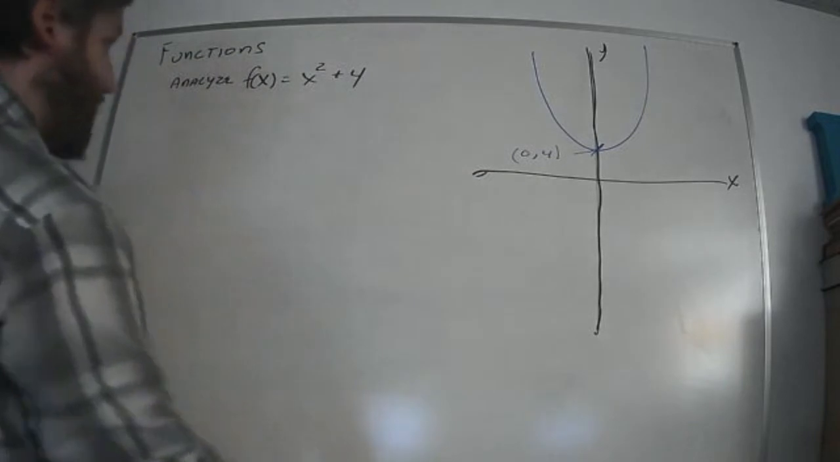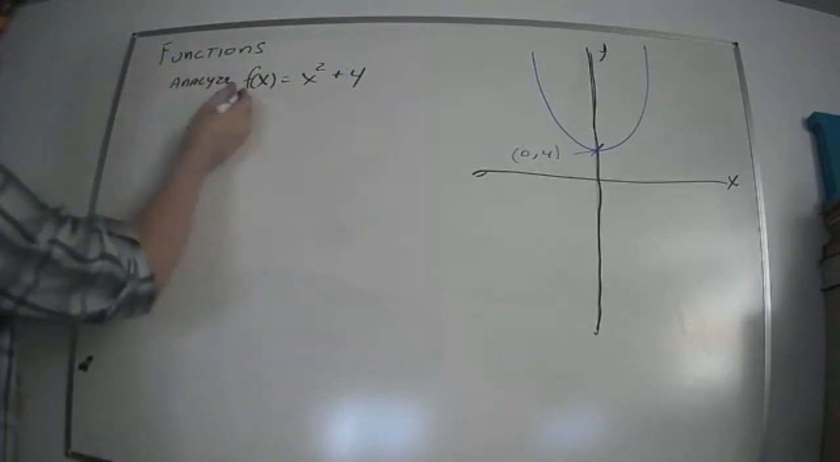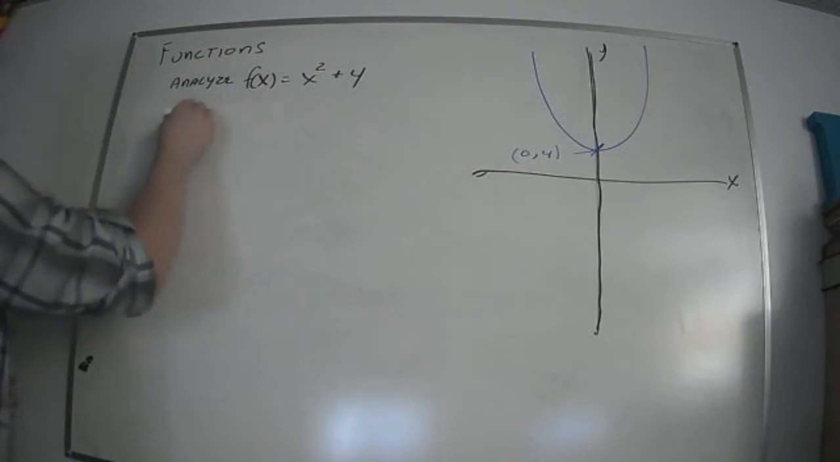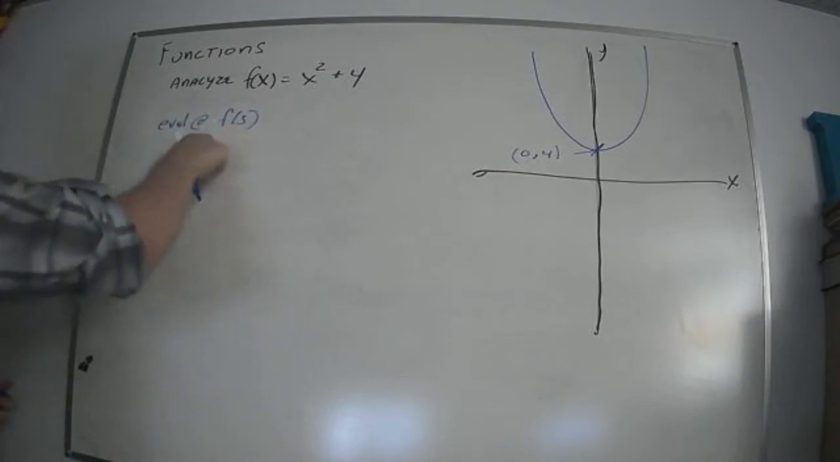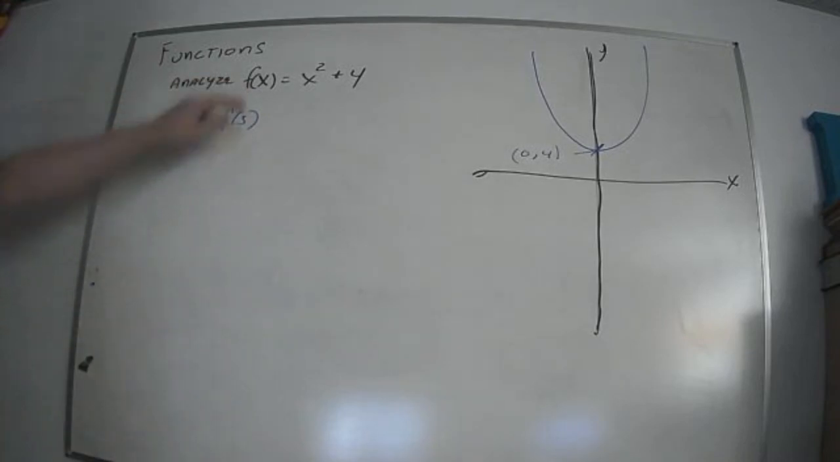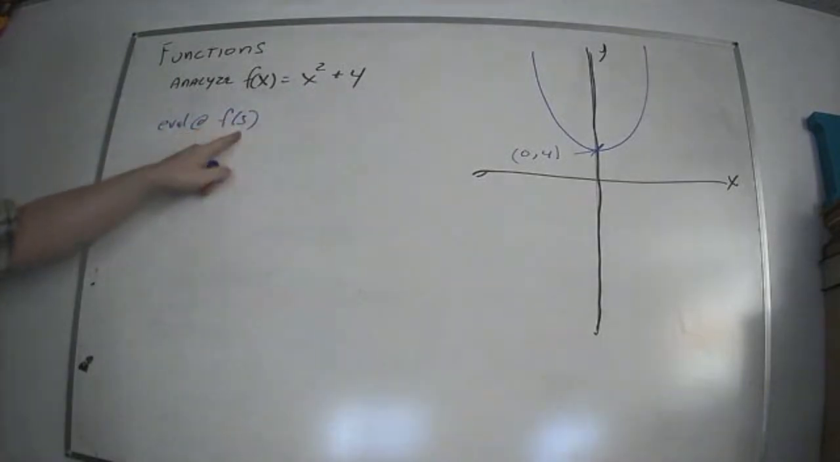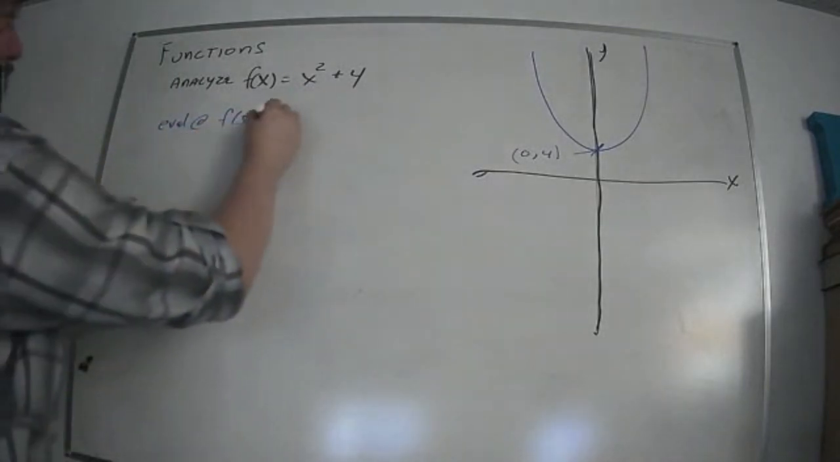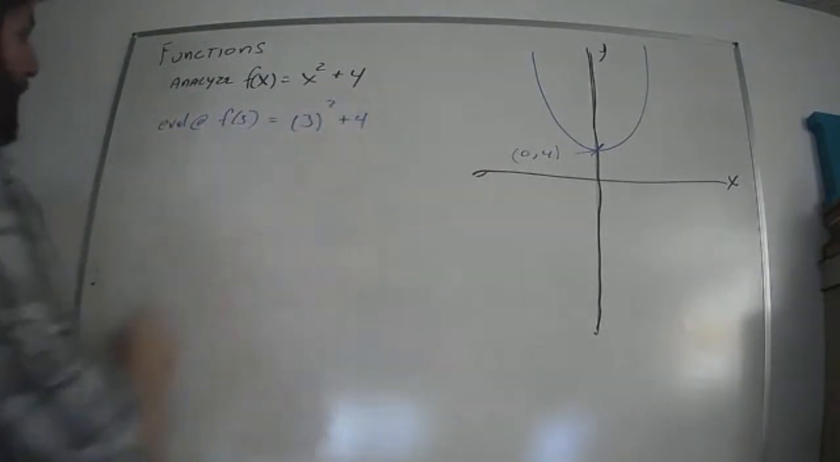So if I were to take a value of x and evaluate at, as the book does, f of 3. Instead of saying f of x, I say f of 3, which means all of the x values in this function should be 3. That means f of 3 equals 3 squared plus 4.